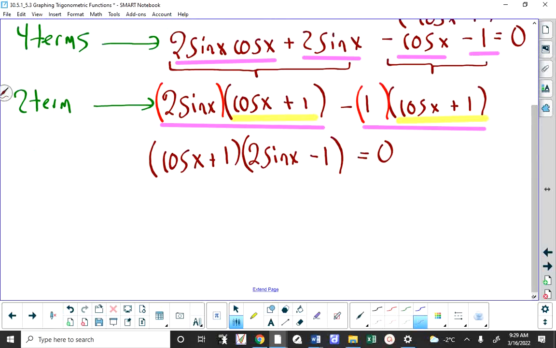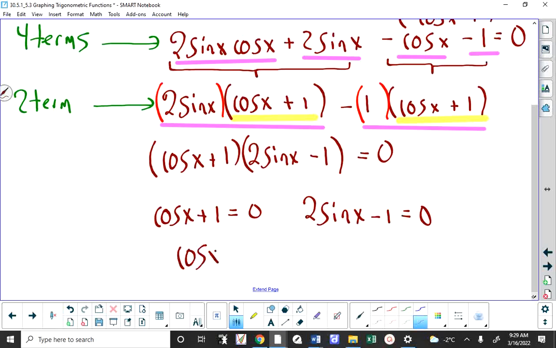What we can do now, Reagan, is have cos x plus 1 equals 0 and 2 sine x minus 1 equals 0, giving us cosine of x equals -1. And by the way, we're using x as the rotation angle, but that doesn't mean x coordinate on the unit circle necessarily. And this becomes sine of x equals 1/2.